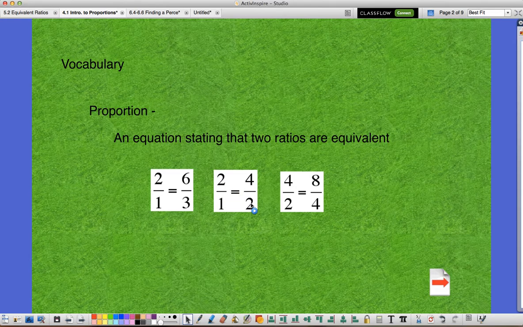Notice the way that I'm saying it. It's not 6/3 or 4/2, because these aren't fractions, they're ratios. When you look at them, they look very much like equivalent fractions, but they're equivalent ratios. And because they're equivalent ratios, we call those proportions. So when you think of proportional, what you do to one thing, you have to do to the other.